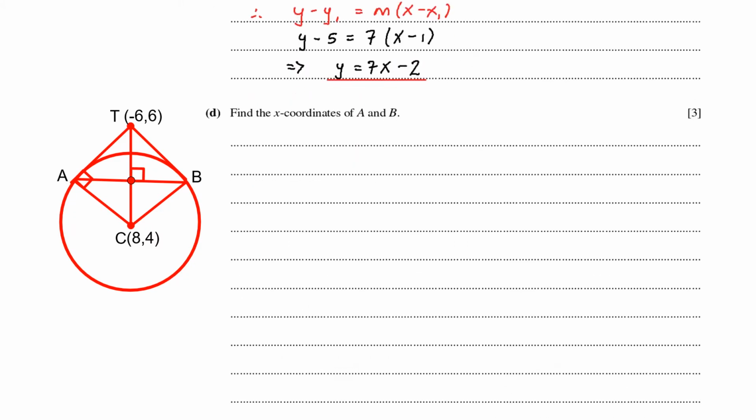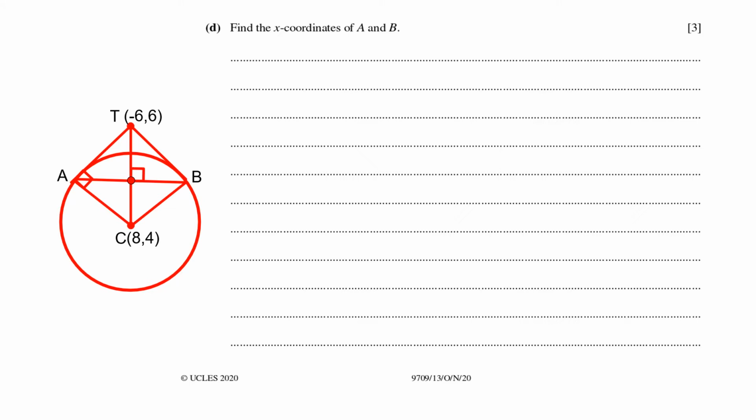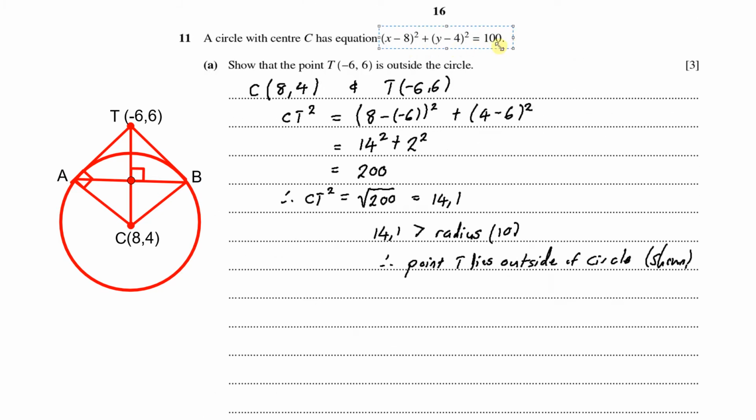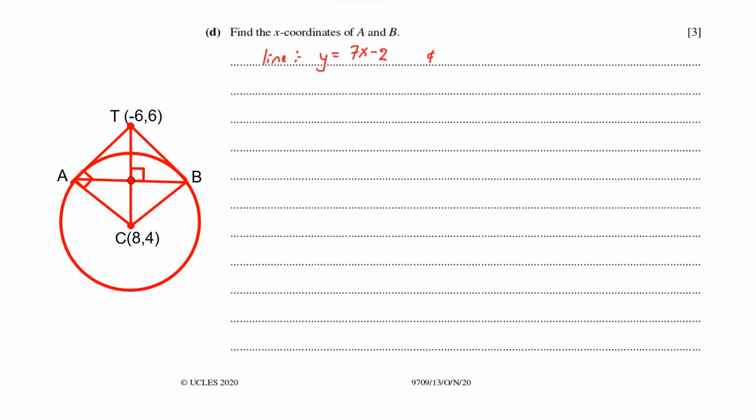Let's go to part D. Find the x coordinates of A and B. Okay, so for the x coordinates of A and B, these are the points where the line which we got to have the equation y is equal to 7x minus 2, and the circle which we got to have the equation x minus 8 squared plus y minus 4 squared is equal to 100, meet.